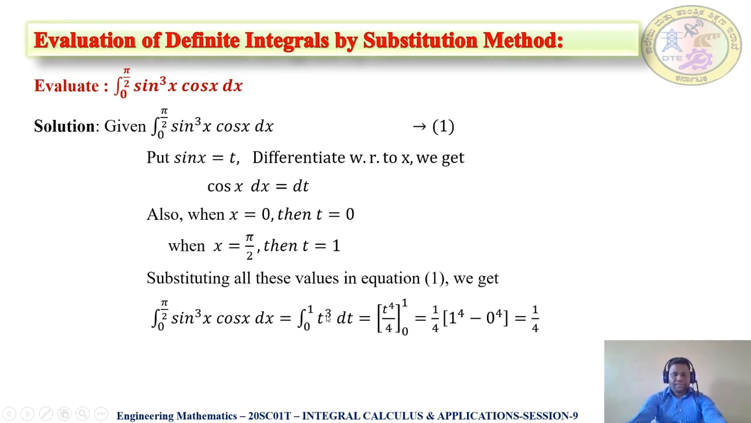Integration of t cube is t power 4 divided by 4 with the limits 0 to 1. And here we take 1 by 4 outside. Put t equal to 1 here. So 1 power 4 minus the lower limit 0 power 4. This will become 0. It remains with 1 by 4. Therefore, integration from 0 to pi by 2 of sin cube x cos x dx is equal to 1 by 4.